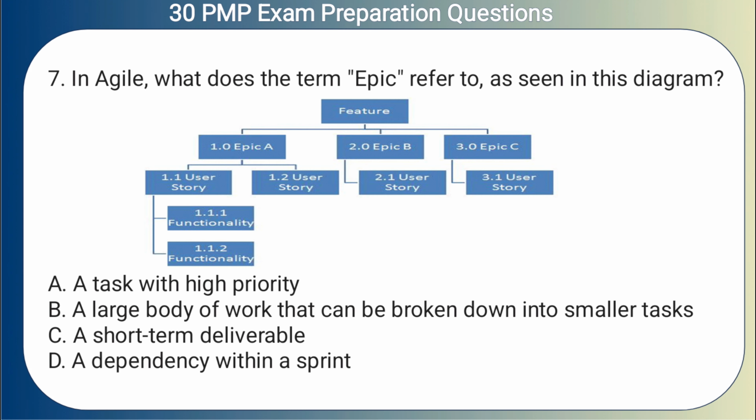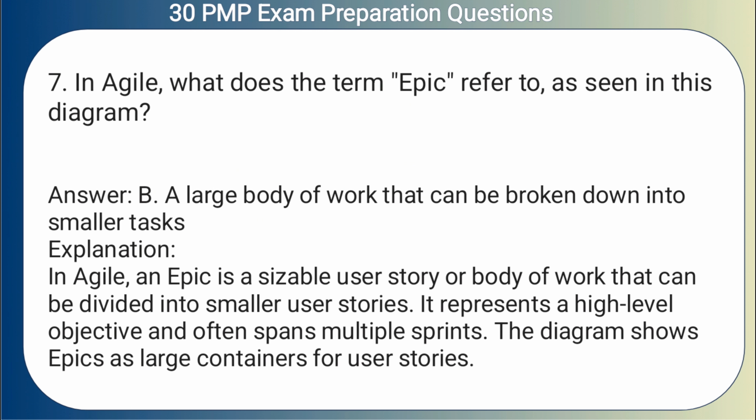7. In Agile, what does the term epic refer to, as seen in this diagram? A. A task with high priority. B. A large body of work that can be broken down into smaller tasks. C. A short-term deliverable. D. A dependency within a sprint. Answer: B. A large body of work that can be broken down into smaller tasks.